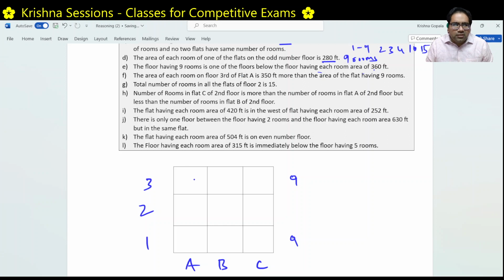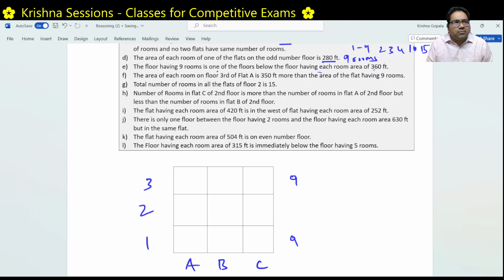So that means third floor is not possible because third floor nothing can be below. Third floor is not below anything. Third floor is the top floor. So that leaves us with first floor only, because only if this 9 room flat is on the first floor will this condition be applicable. It will be satisfied, right?